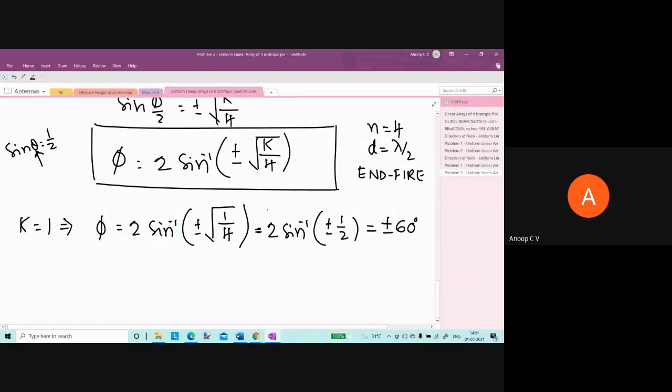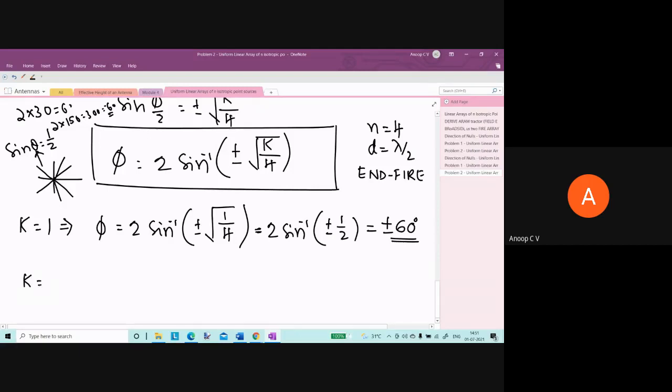I'll explain. Sine theta will be half for 30 degrees and 150 degrees, and minus half for minus 30 and minus 150. So if you double it, you get plus or minus 60 only. 2 times 30 will be 60, and 2 times 150 will be 300, which is minus 60. So that's why I'm writing plus or minus 60. For k equal to 1, we get plus or minus 60.